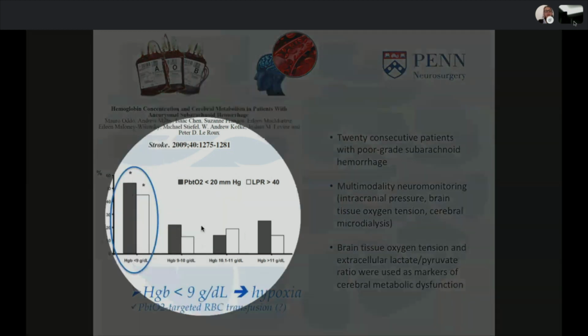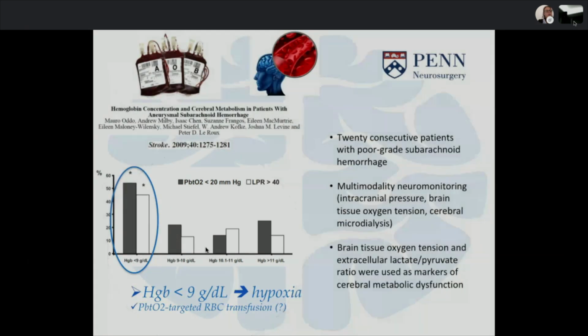So values of Hb below 9 grams per deciliter are associated with hypoxia. So again, even though it's always difficult to find a threshold for the use of blood components, according to this paper, the threshold in order to avoid cerebral hypoperfusion and cerebral hypoxia is basically 9.